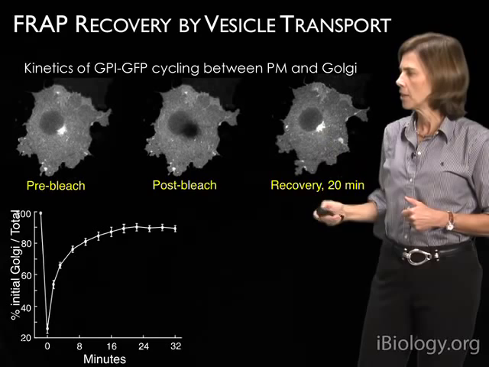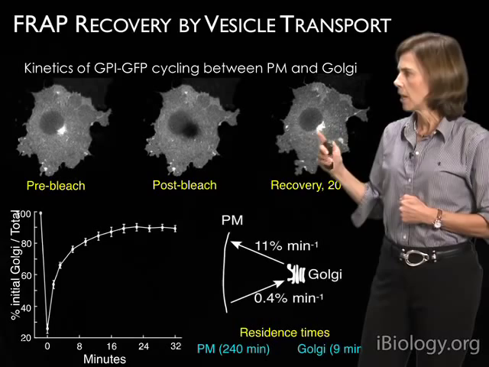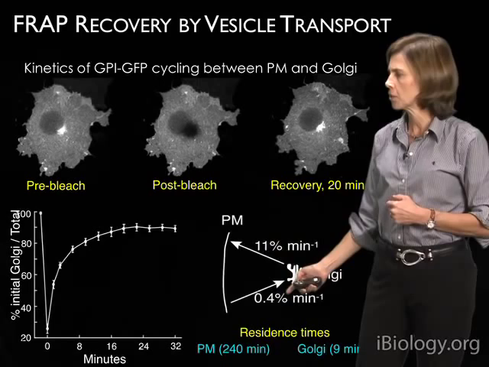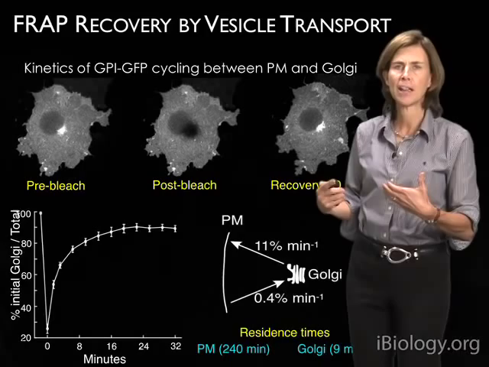And that's illustrated in this little diagram right here, where based on the initial fluorescent intensities associated with the Golgi and the plasma membrane, and combined with this kinetic recovery curve, we were able to determine rate constants for movement of these molecules between the plasma membrane and Golgi, revealing a continuous cycling pathway of these GPI-anchored proteins between the plasma membrane and Golgi apparatus.